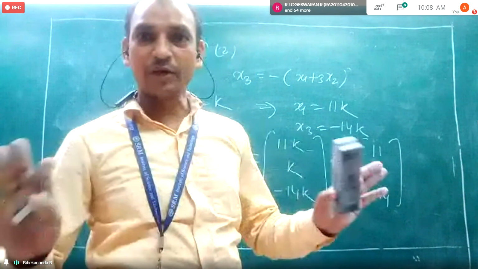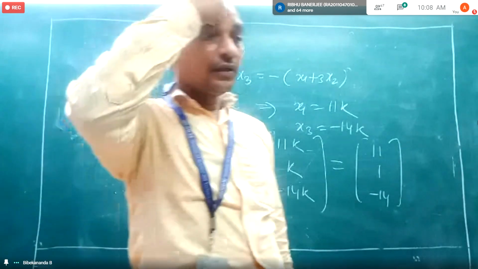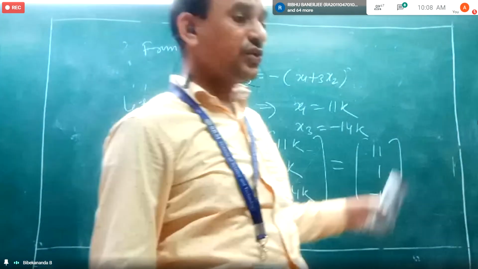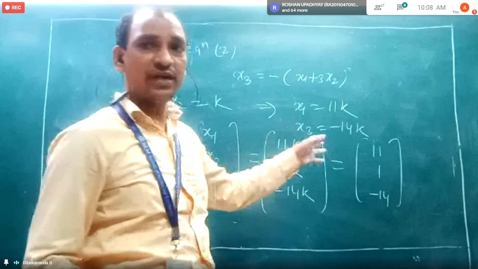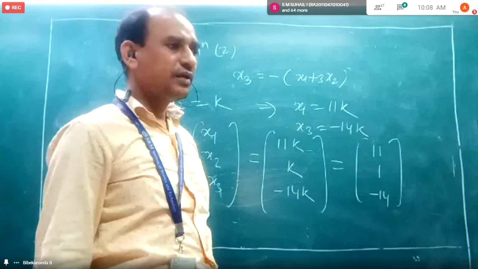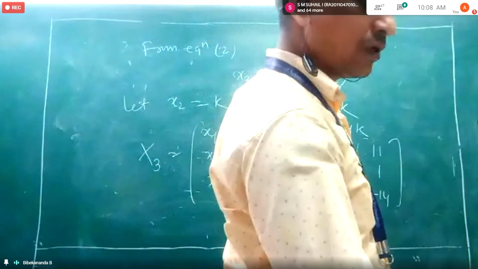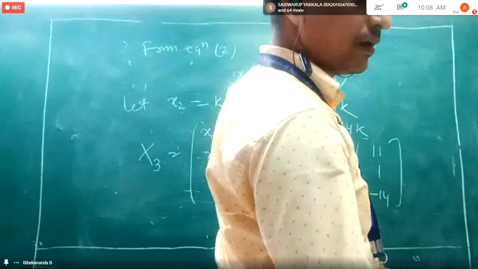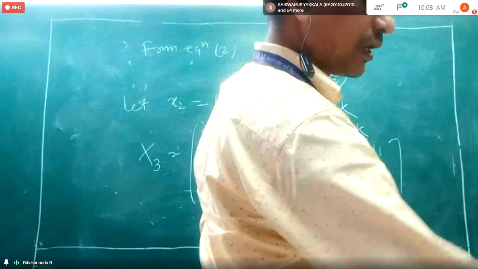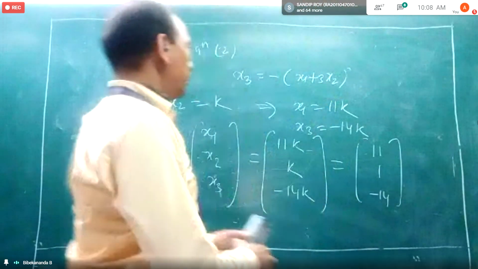Is it clear to everybody? Yes, sir. So this is the case when all the eigenvalues are distinct. Now I will do one problem where eigenvalues are repeated. Some eigenvalues are repeated. In that case, what will we do?